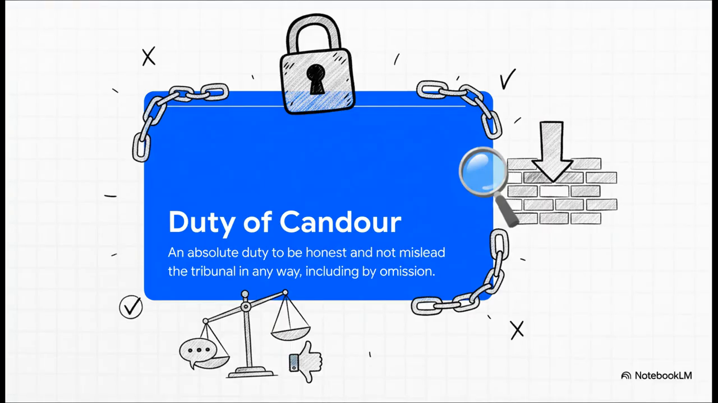First and foremost, the duty of candor. Now, the key words here, especially for your open book exam, are absolute duty. That means there is zero wiggle room, and crucially, including by omission. This is the part that trips people up. Not telling the tribunal something important that you know they should know, that's just as bad as actively lying to them. It's a super common exam trap.